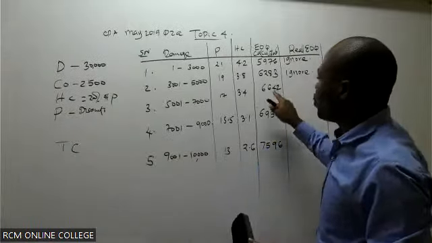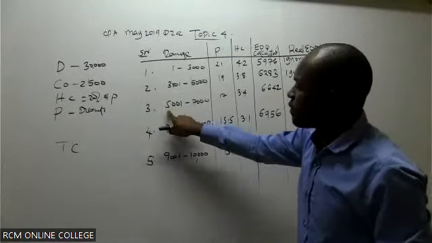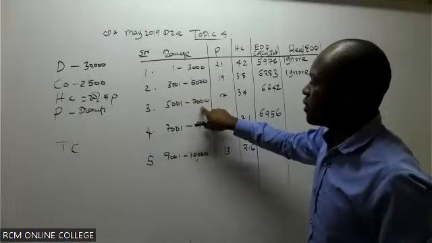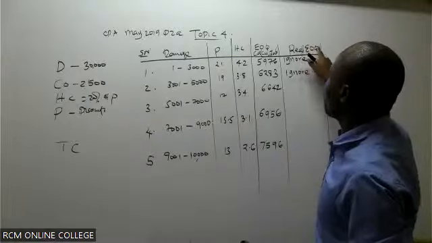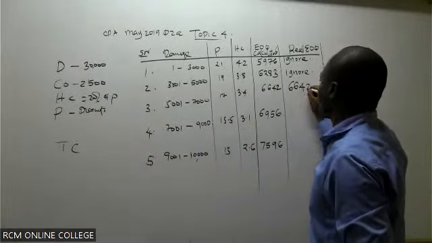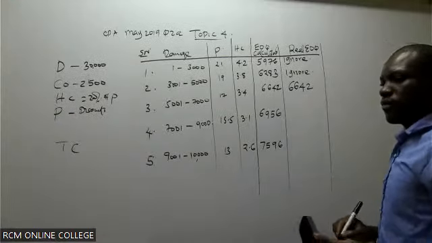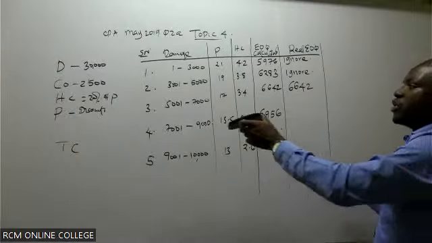So, should they allow you to order this exact quantity? Don't go for 5,001. Don't go for 7,000. Just order the exact quantity. So, our real economic order quantity will remain to be 6,642. Will remain to be 6,642. Why? Because it is within the range.